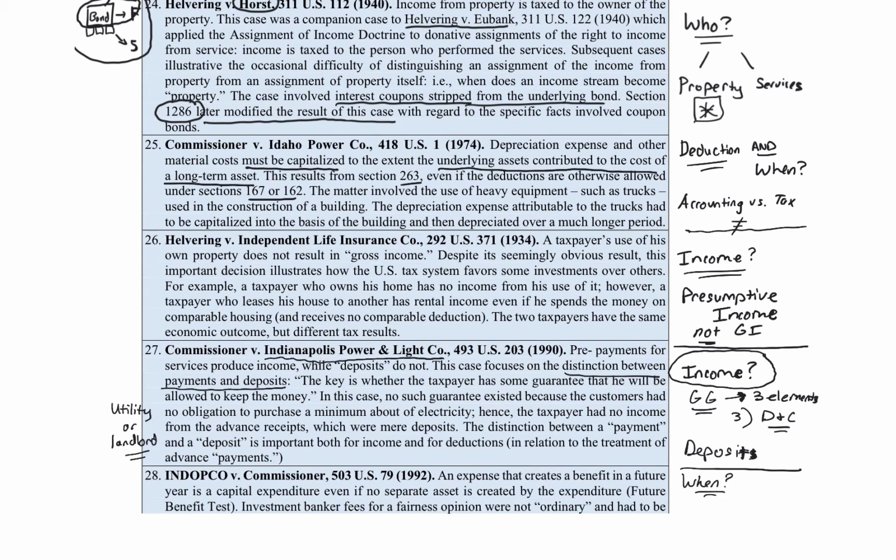INDOPCO is a when question. INDOPCO says that we're going to capitalize certain costs automatically based on what they are, and we're going to potentially recover them or not recover them. They just get recovered at the end. Okay? So an expense that creates a benefit in a future year is a capital expenditure, even if no separate asset is created by the expenditure. The future benefit test. That's the key.